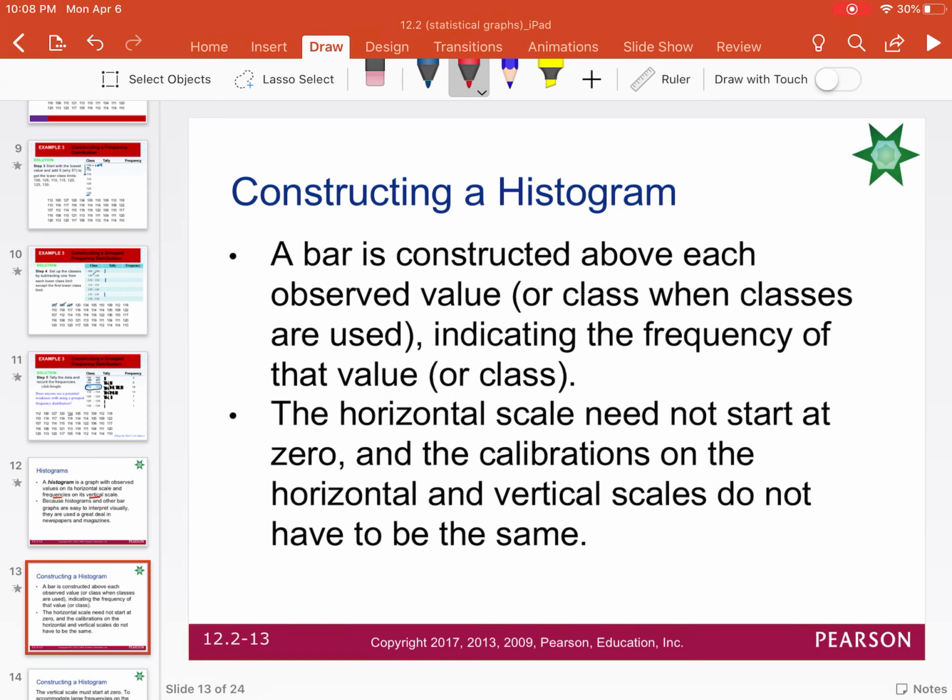You can also have a class. It could be a specific value. In other words, how many people have an IQ of 107. That could be an observed value, or the observed value could be how many people are in the IQ group from 100 to 110, 105 to 115, something like that. It could be a class. Okay? The horizontal scale doesn't need to start at 0. The calibrations on the horizontal and vertical scale do not have to be the same, but they need to be consistent on each scale. Not with each other, but on each scale. And I'll show you that.